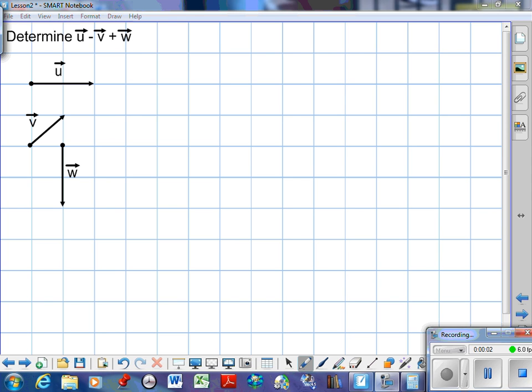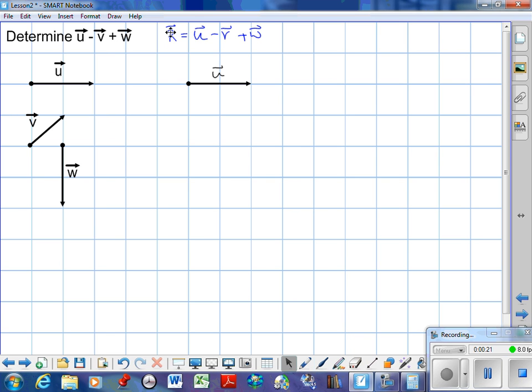All right, so for the next example then, we are looking for a resultant, which comes from taking u, subtracting v, and adding w. So, following the method we had before. Got grid paper, so that's great. I'm going to take my u vector, place it over here, and I'll mark it as the u vector.